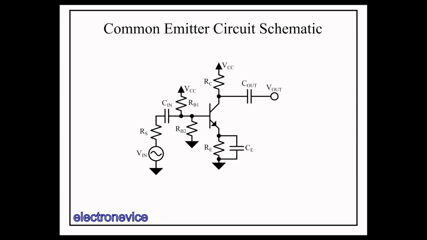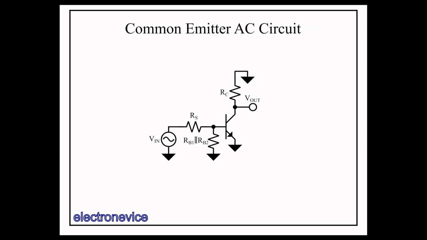Looking back at our complete common emitter circuit, let's convert this to the small signal AC version. So here we've shorted the 3 capacitors and converted the static DC voltages to grounds. It looks very similar to the ideal common emitter circuit we showed early on in the video. The only differences are that this is the AC model, so the rail voltage is ground, and that there's an additional resistor on the base that consists of the parallel combination of RB1 and RB2.